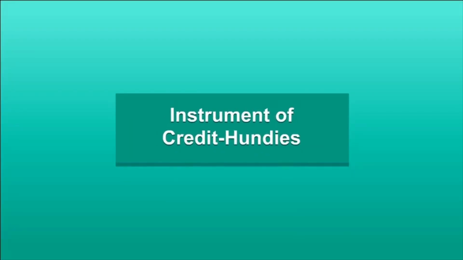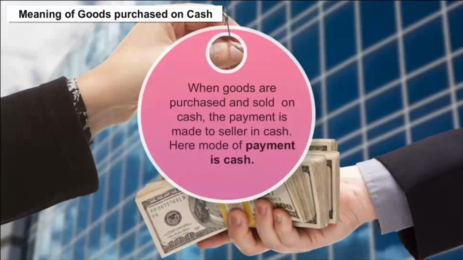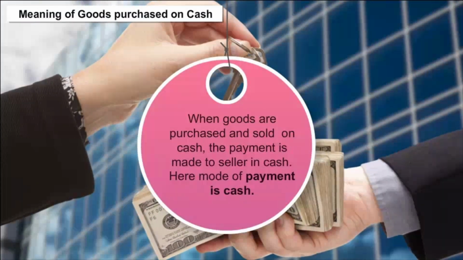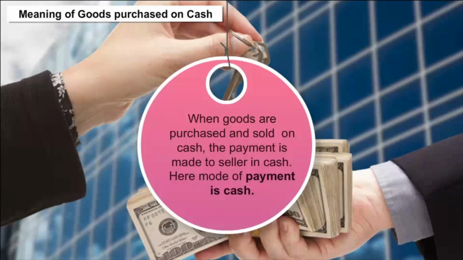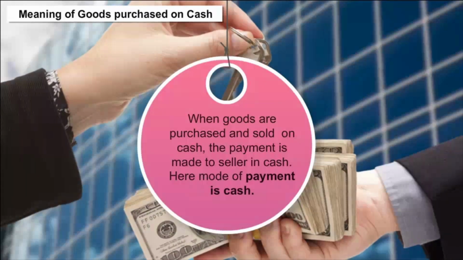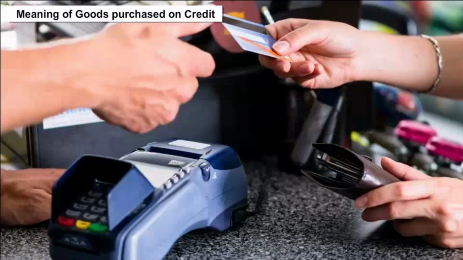Understand the uses of bills receivable and bills payable. Instrument of credit, hundies. Meaning of goods purchased on cash. When goods are purchased and sold on cash, the payment is made to the seller in cash. Here, the mode of payment is cash. Meaning of goods purchased on credit.